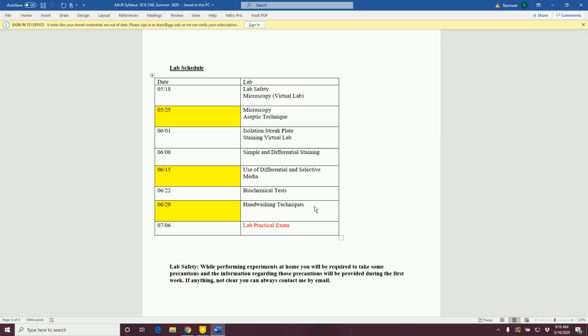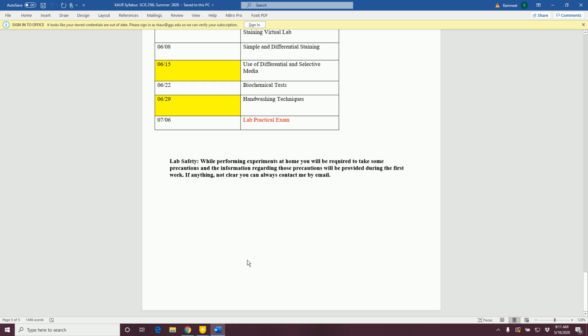The lab practical exam will be comprehensive, which means the exam will have questions from all the labs we have done in the course, and it will be conducted on Mercer Canvas. Again, lab safety is a very, very important thing. While performing experiments at home, you will be required to take some precautions, and the information regarding those precautions will be provided during the first week. If anything is not clear, you can always contact me by email.